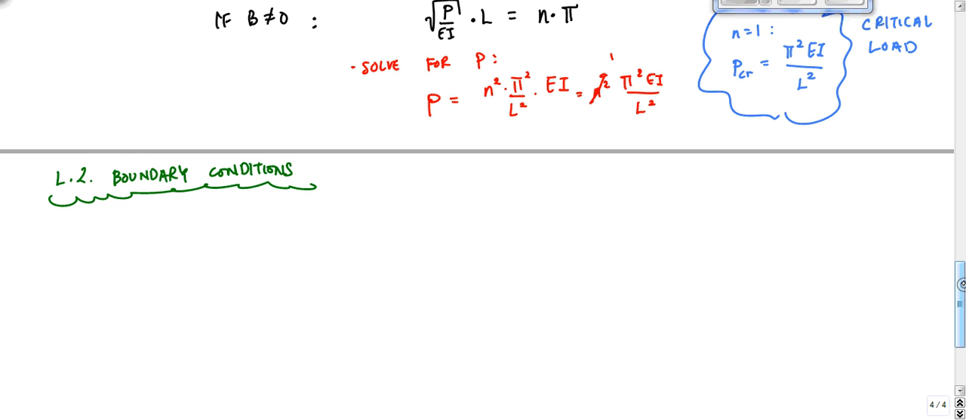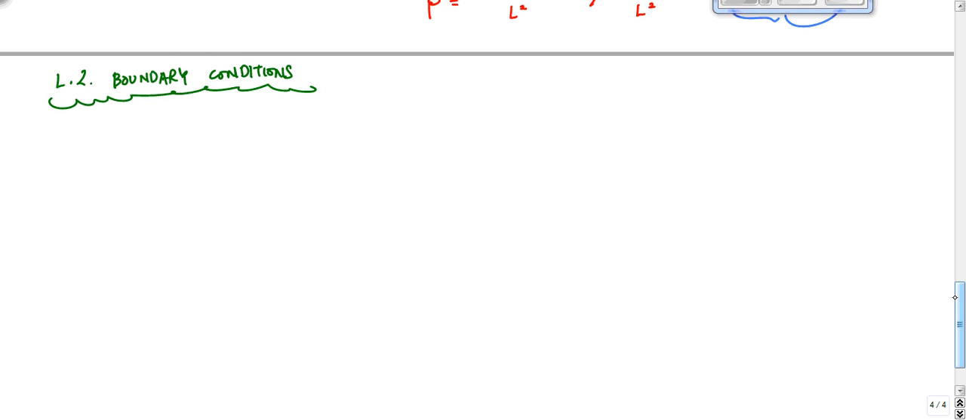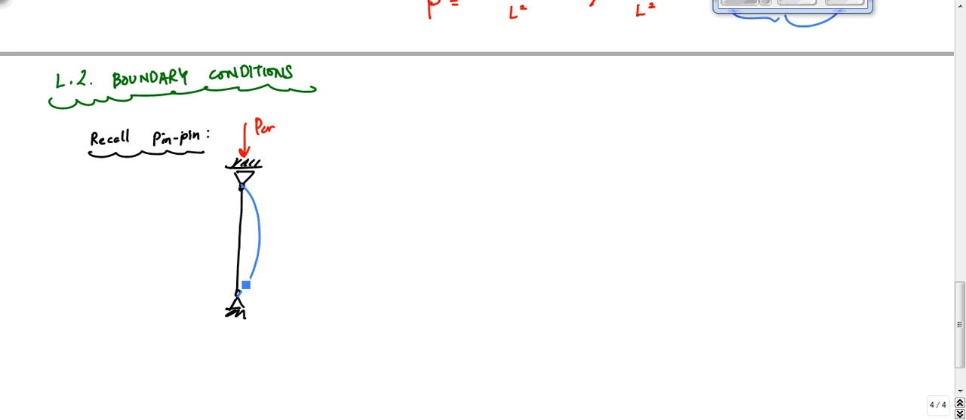Watch this. I'm not going to derive it or anything. I'm just going to do it anecdotally. If we recall our pin column right here, and I look at this pin column like this, you would say it buckles. So we have some critical load applied, P critical, and it buckles out like this.